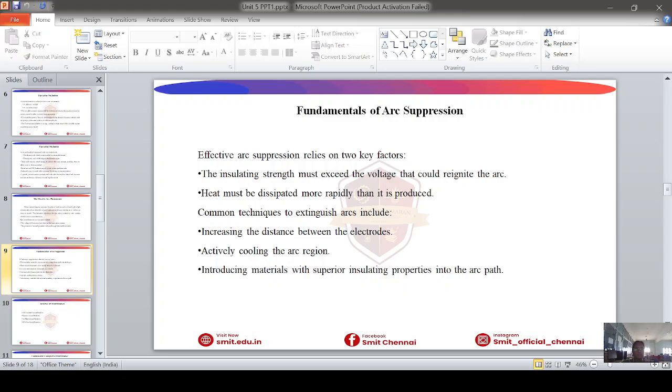Fundamentals of arc suppression. The arc must be removed for safe operation. Methods include increasing distance between contacts, cooling the arc, and using insulating materials. The insulating strength must exceed the voltage that could regenerate the arc. Then heat must be dissipated more rapidly than it is produced. Common techniques to extinguish arcs include increasing distance between the electrodes, actively cooling the arc region, and introducing materials with superior insulating properties into the arc path.